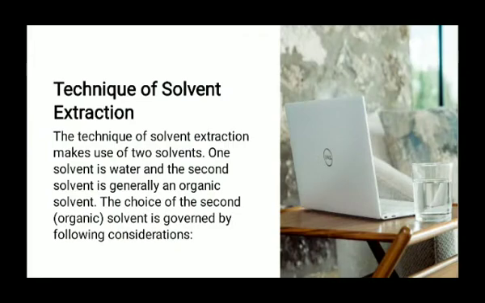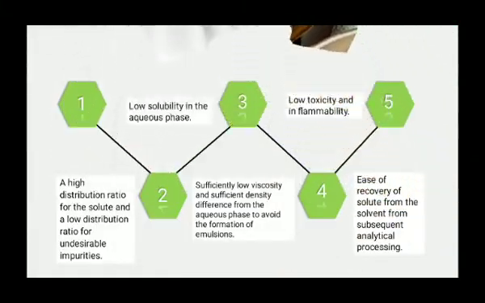Technique of solvent extraction makes use of two solvents. One solvent is water and the second solvent is generally an organic solvent. The choice of the second solvent is governed by the following considerations. A high distribution ratio for the solute and a low distribution ratio for undesirable impurities.